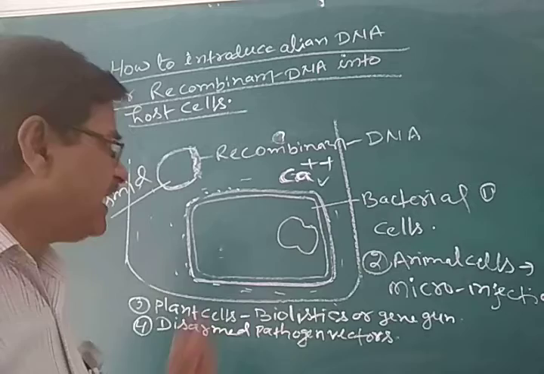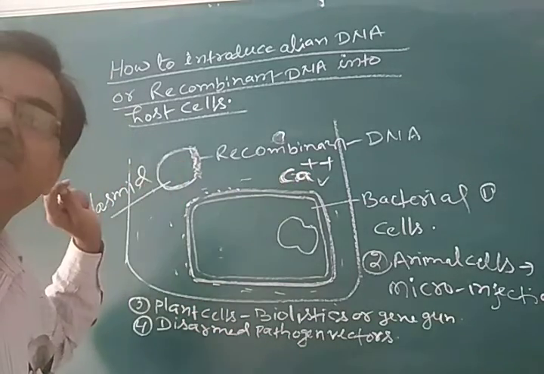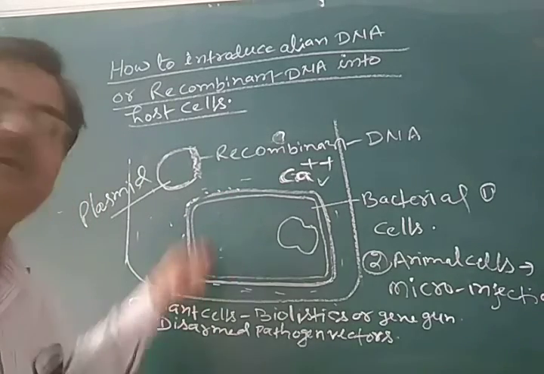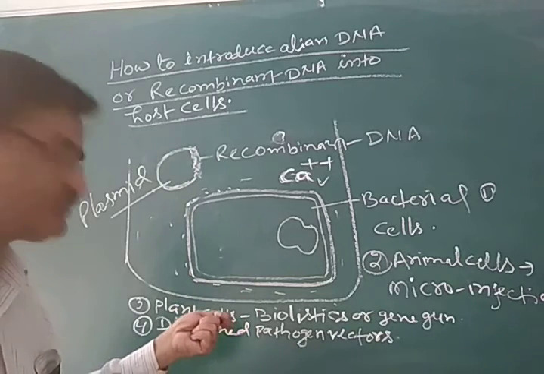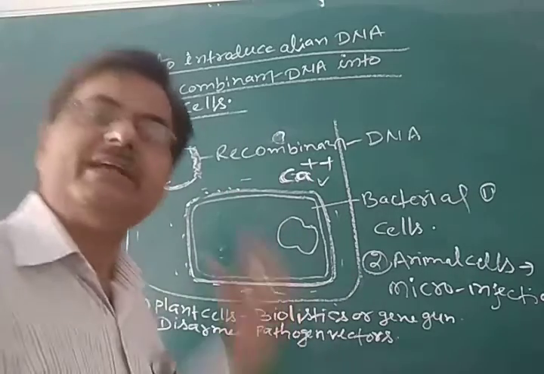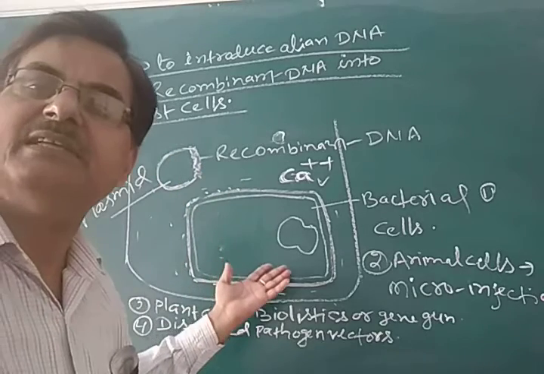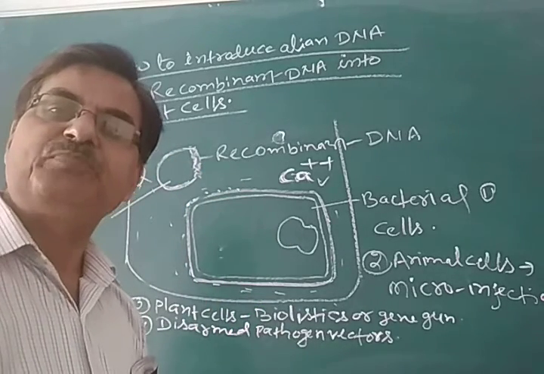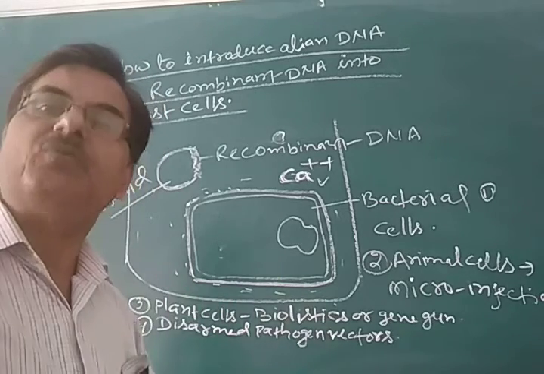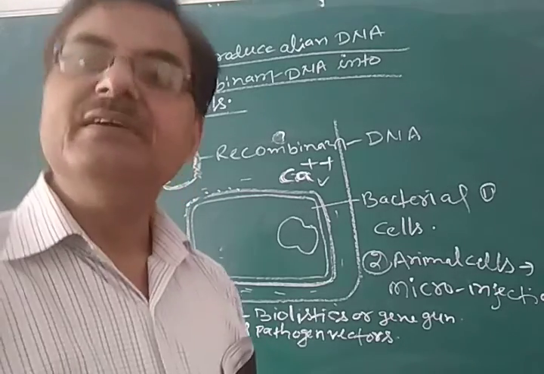Actually, this calcium ion is positively charged, while the DNA is negatively charged. So the calcium ion, or any cation we can use, attracts the negatively charged DNA molecules towards the bacterial cells and increases the efficiency with which the DNA enters through the pores present in the cell wall.